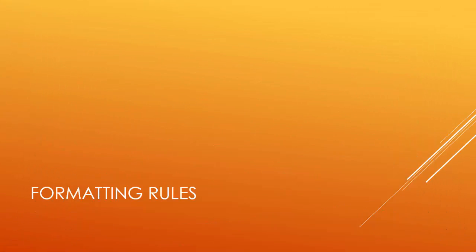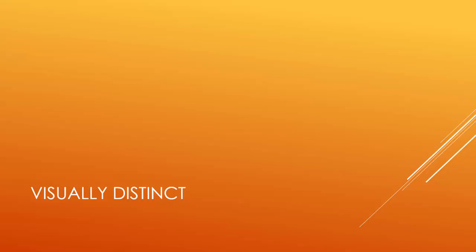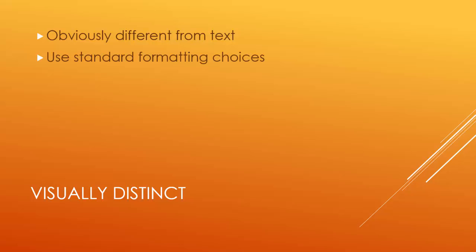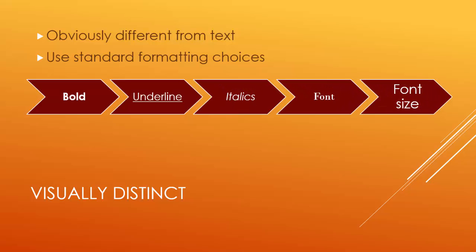There are also some basic formatting rules of headings that are essential to remember. They must be visually distinct and visually consistent. First, headings must be visually distinct. This means that they need to look clearly and obviously different from text to the naked eye. This can be done using formatting tools such as bold, underline, italics, font size, etc.